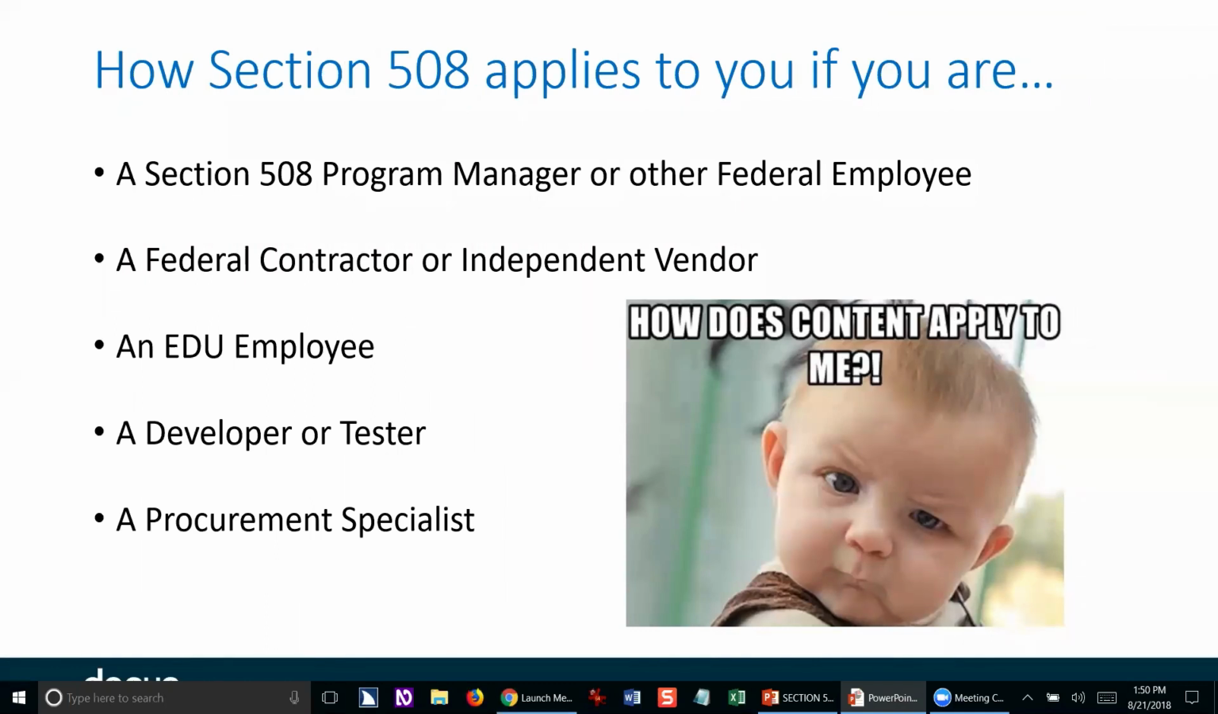Now let's get a little bit more specific and address how Section 508 applies to you specifically, whether you are a federal or EDU employee, a contractor or vendor, a developer or tester, or a procurement specialist. We'll go over some things that you should be thinking about with the 508 refresh and the new standards.